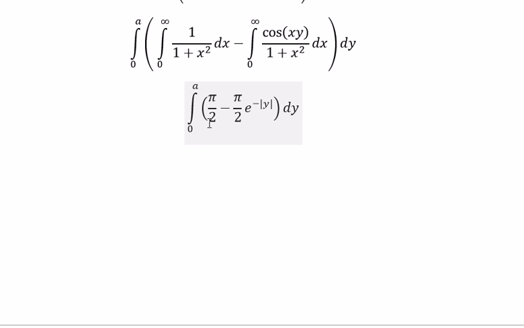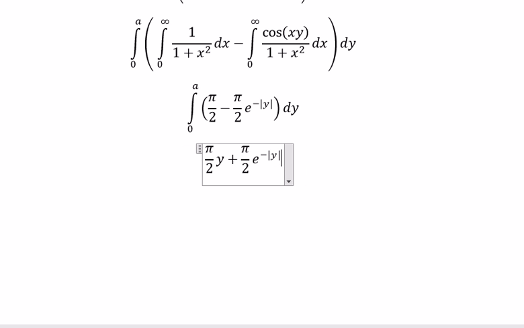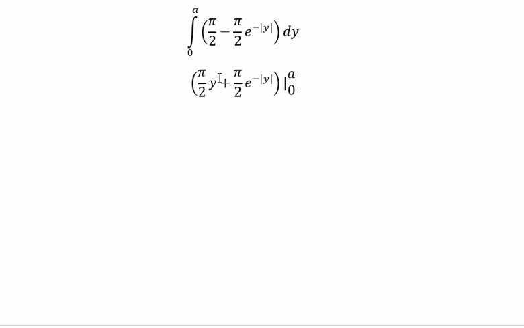Next, this is the basic. Now let's see about y. The integral of pi over 2, you got about pi over 2 with y. The integral of this one, you will go about the positive because we have the negative in here. And we have 0 and a. So we put number a and 0 for y.